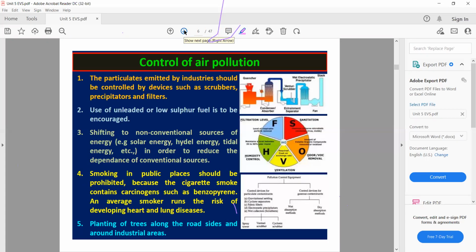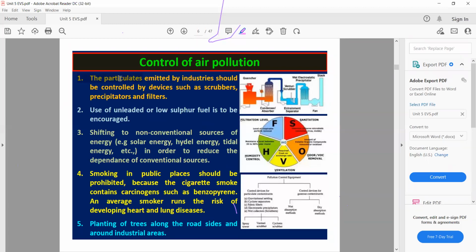Next we'll come to control. This part you can get a 5-mark question. Describe the controlling measures of air pollution. Like this, a 5-mark question can be set. So we will know the control of air pollution one by one. Clear?